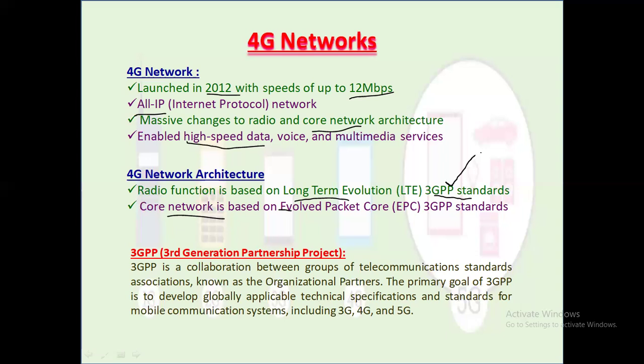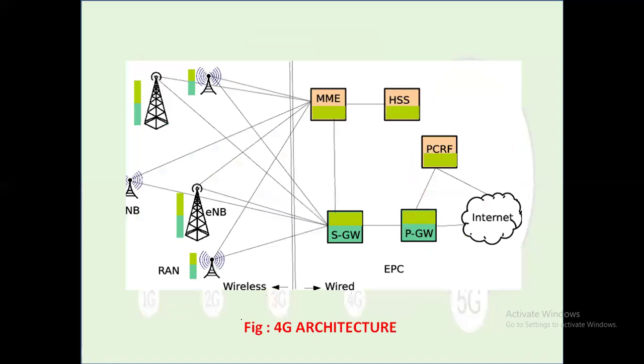And here this 3GPP stands for Third Generation Partnership Project. It is a collaboration between groups of telecommunication standard associations known as the organizational partners. The primary goal of 3GPP is to develop globally applicable technical specifications and standards for mobile communication systems, including 3G, 4G, and 5G. And this is the 4G architecture.